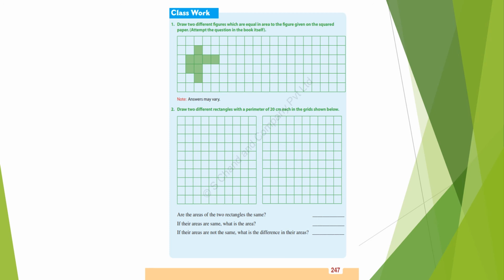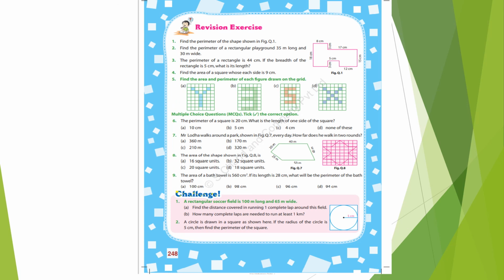And one class work is given. Draw two different figures which are equal in area. You just count the number of boxes in that, and with that number of boxes you have to draw different types of figures. Question number 2, draw two different rectangles with a perimeter of 20 centimeter each in the grid shown below. This activity also we have done. Children, revision is very important. Revision lesson is very important.